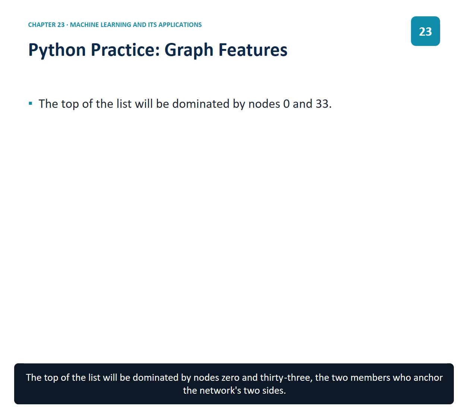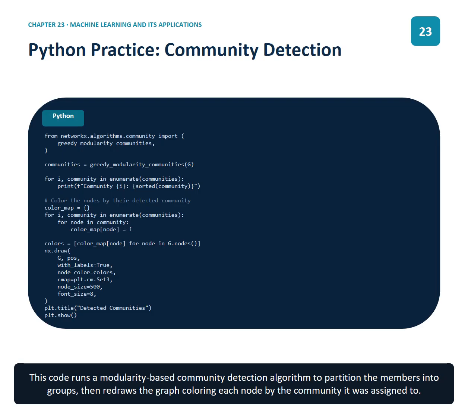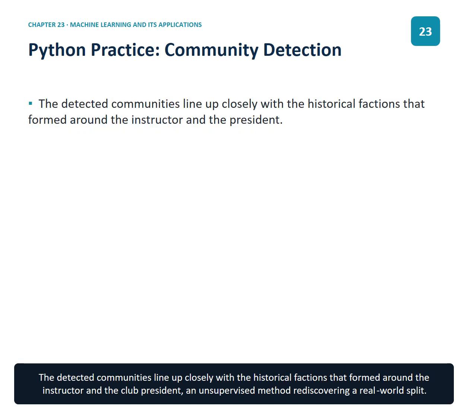This code runs a modularity-based community detection algorithm to partition the members into groups, then redraws the graph, coloring each node by the community it was assigned to. The detected communities line up closely with the historical factions that formed around the instructor and the club president, an unsupervised method rediscovering a real-world split.